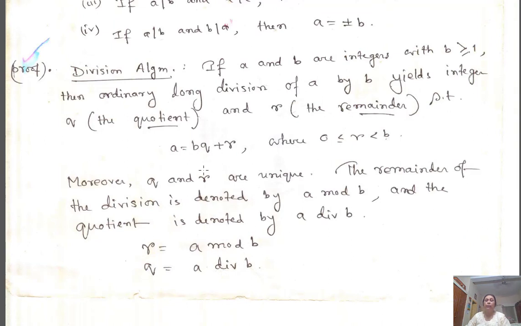Okay, so this r, we denote as a modulo b, and q is a div b. This can be proved using the well ordering principle of positive integers. We will not discuss that proof, but this is essentially the basis of number theory, you can say.